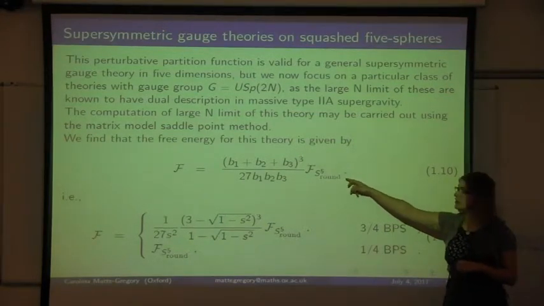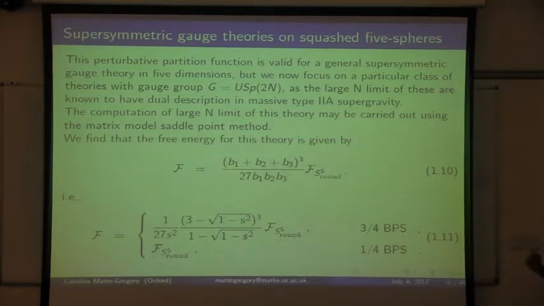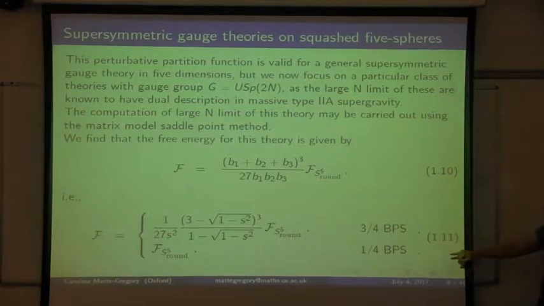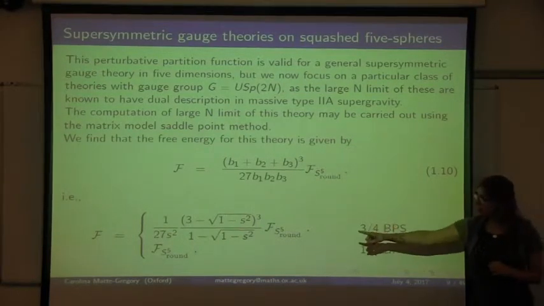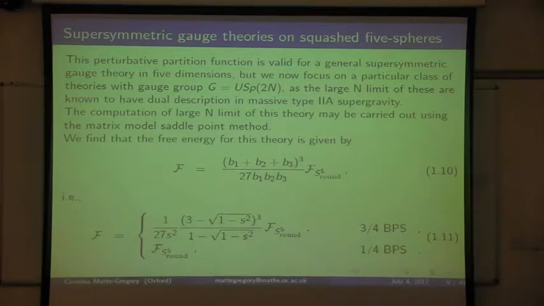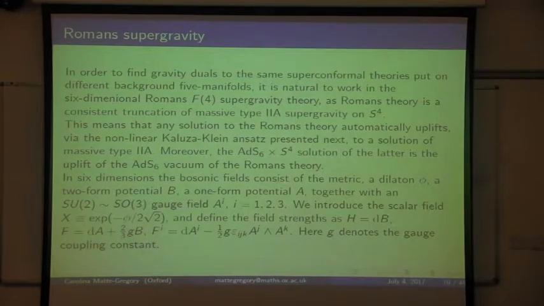And you can relate to the free energy in the round sphere here. In particular, if you just plug in the values for this, you see that for the quarter BPS, this contribution completely vanishes. So the quarter BPS free energy is completely independent of this squashing. Right, so we want to find exactly the same thing for the supergravity.